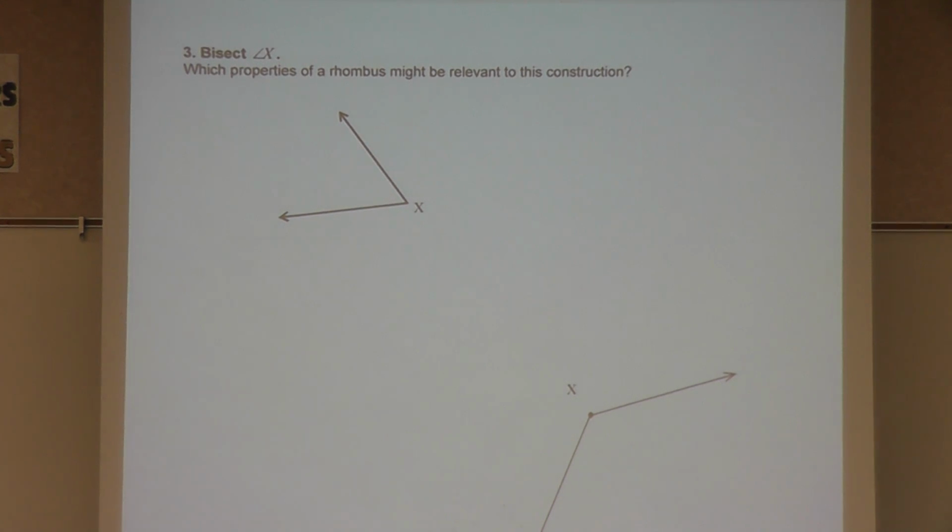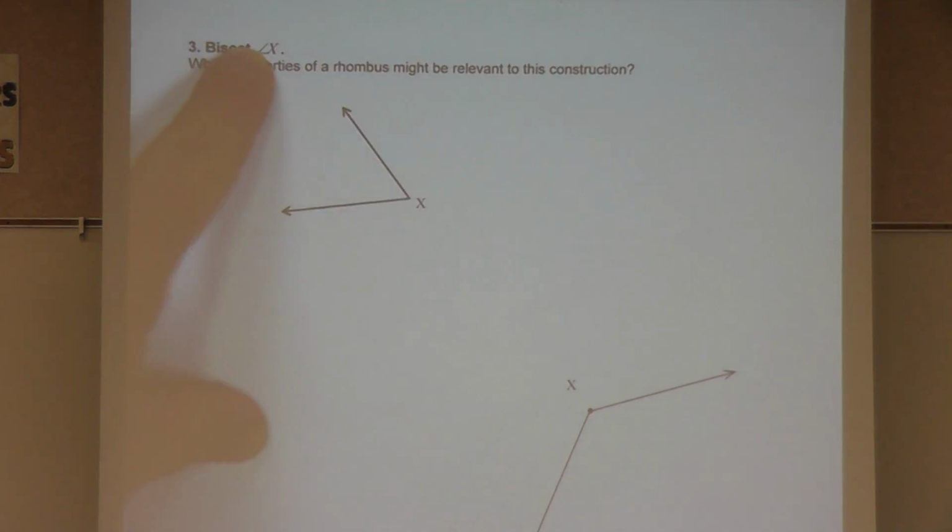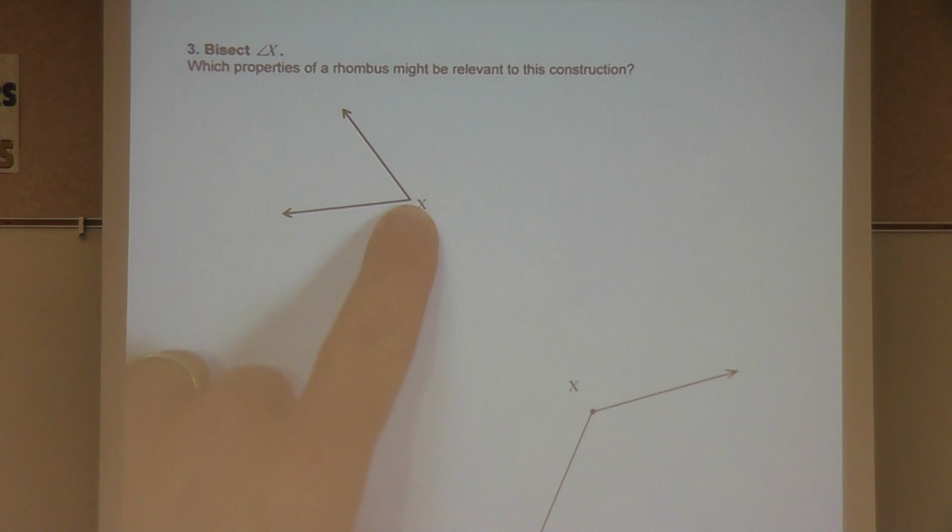This video will help you to understand how to construct an angle bisector. To construct an angle bisector, we are going to bisect, in this case, angle x. To do this, we're again going to tie it to the properties of the rhombus.